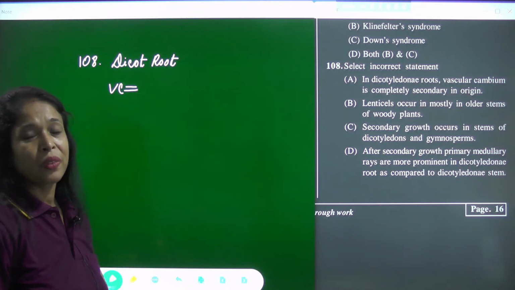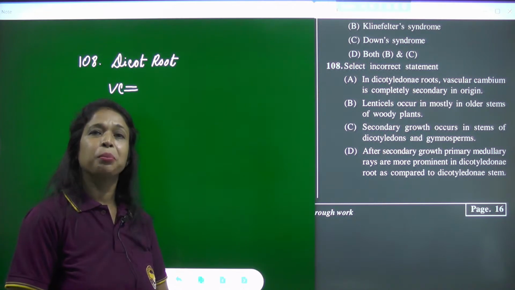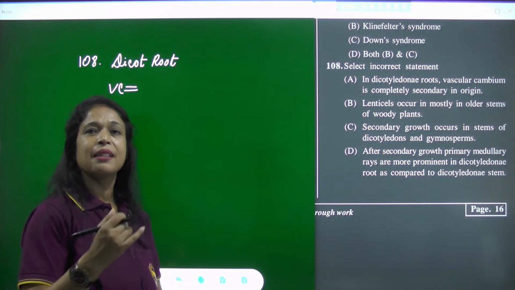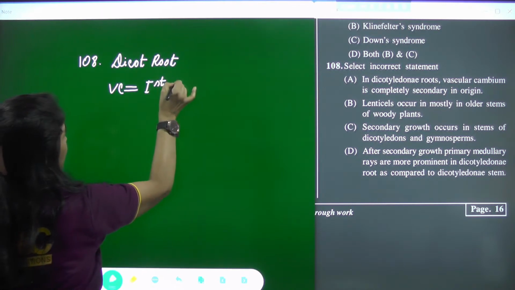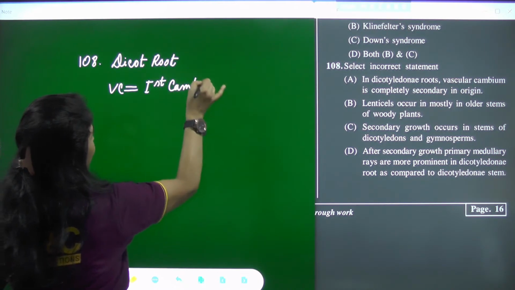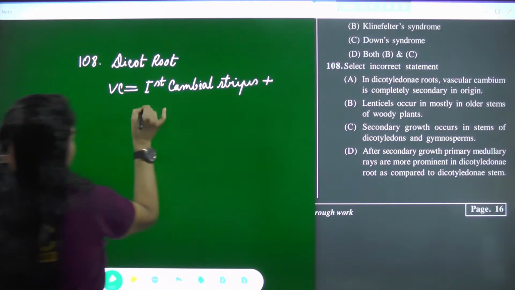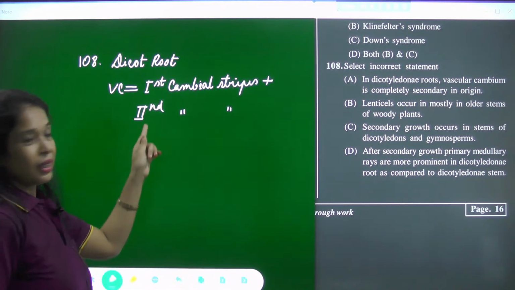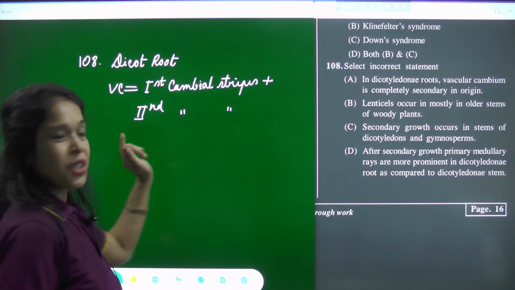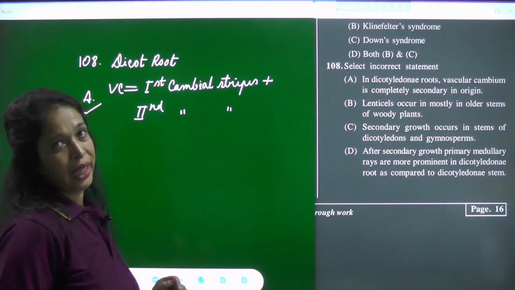This is very true, because in dicot root, the vascular cambium is formed by the fusion of the first cambial strips and second cambial strips. So, this is completely secondary in origin. So, the first option is right, and you are supposed to find the incorrect one.